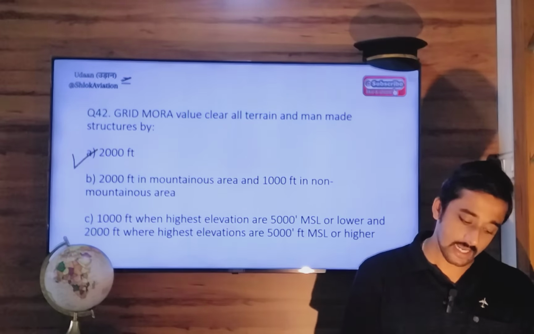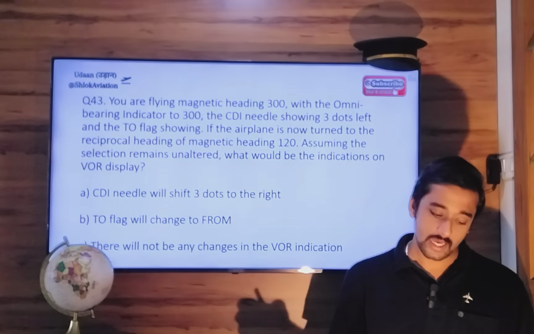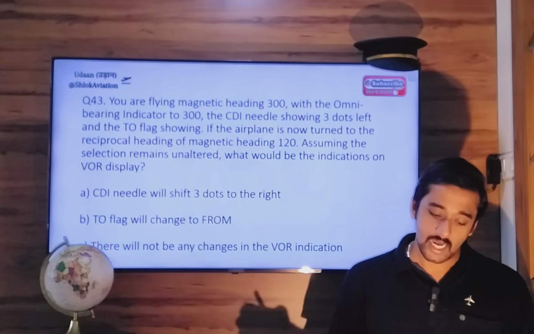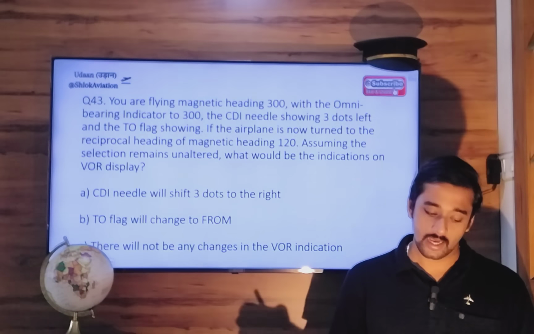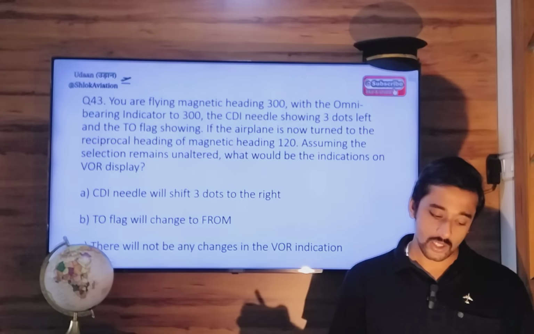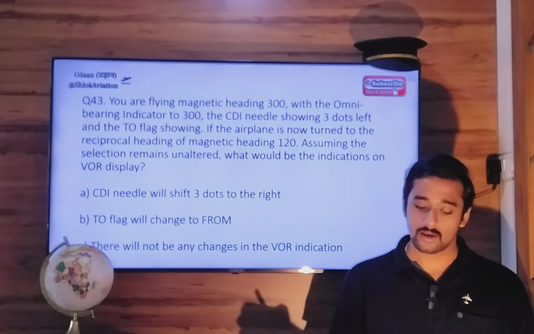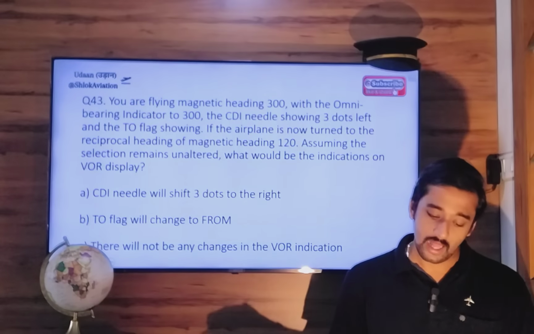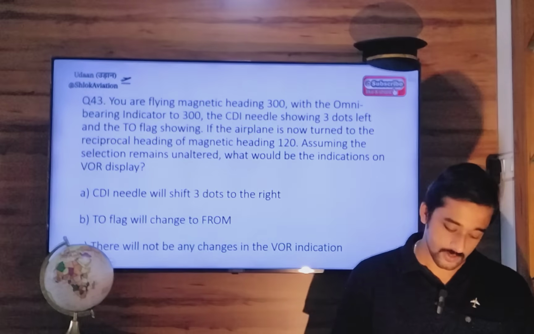Remember this. Next, you are flying a heading of 300 with the OBS selected to 300 as well. The CDI needle shows 3 dots left indication and the 2 flags are showing. If the airplane is now turned to the reciprocal heading of 120, a new heading of 120, what will happen to the VOR indications? So here is your VOR.